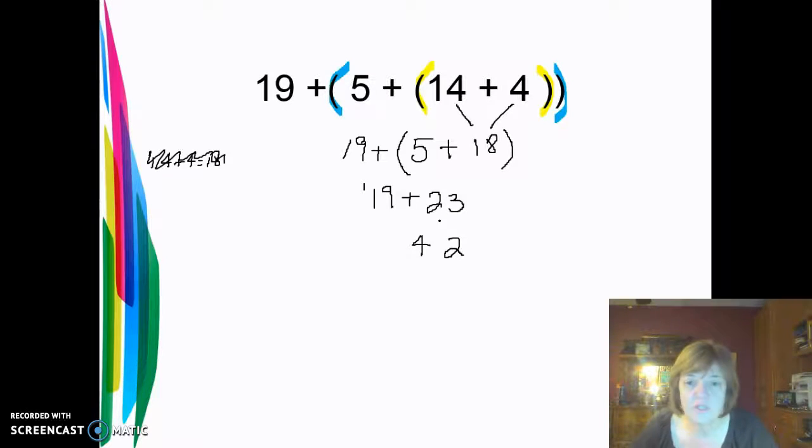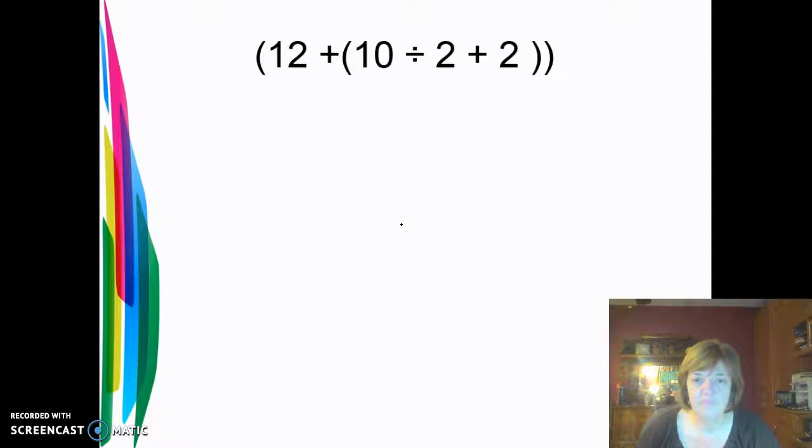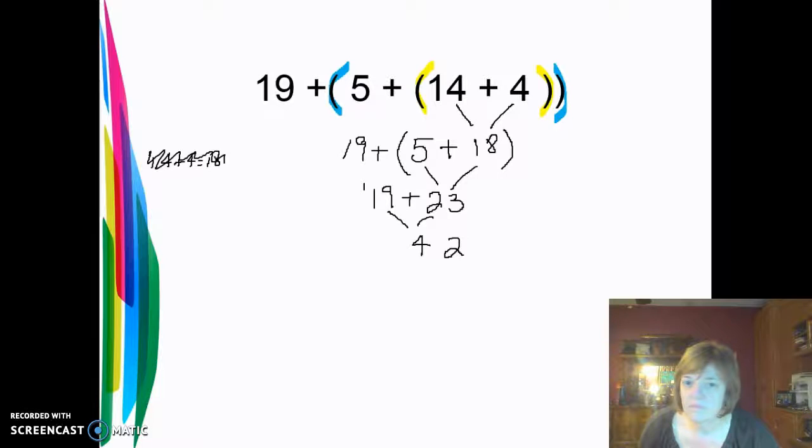Oh, you know what else I wanted to show? Continue to do this line thing, all right? Showing that 5 plus 18 went together, and even right down to here, okay? The 19 plus 23 went together. All right, now we've got three numbers inside the set of parentheses here. Let me highlight again. Oops.